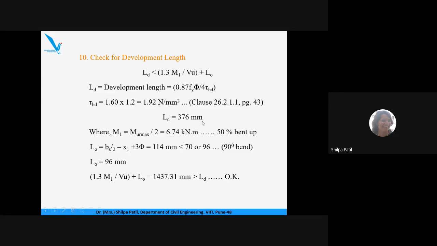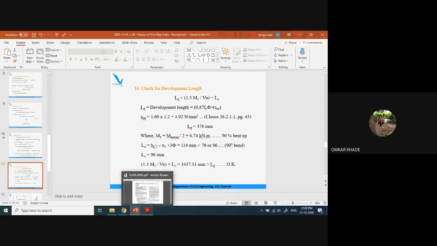Have you checked this value? Is anybody doing the calculation? Check for 601.72.